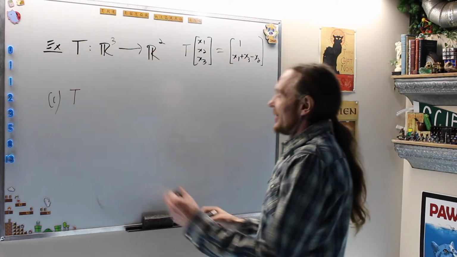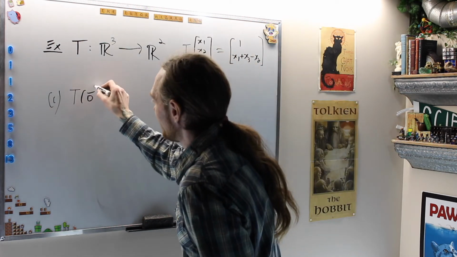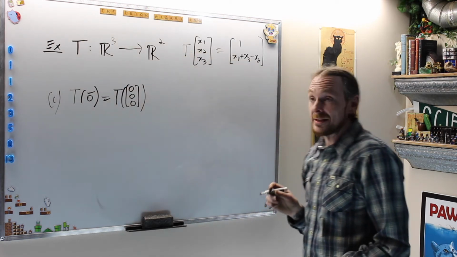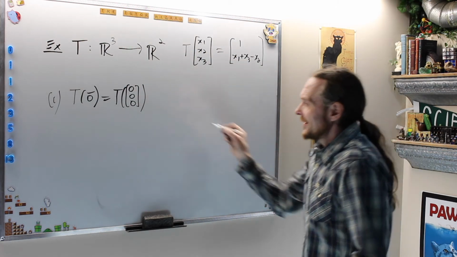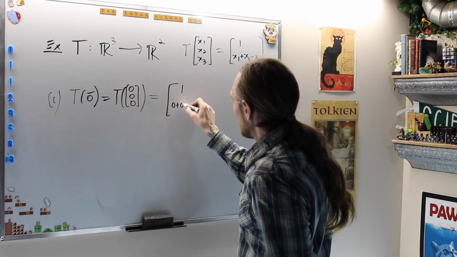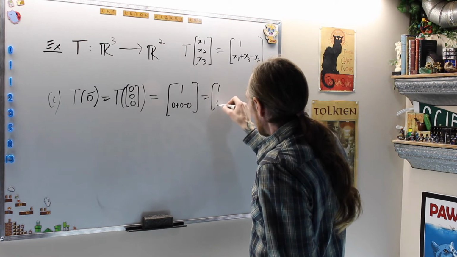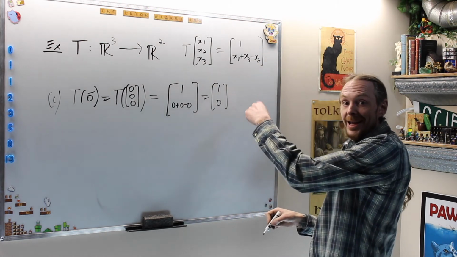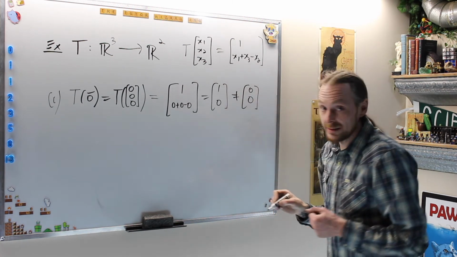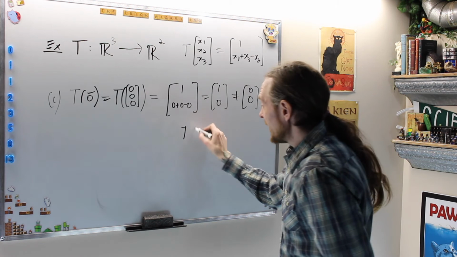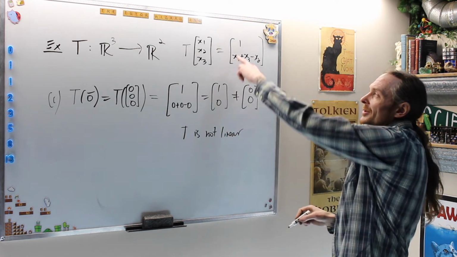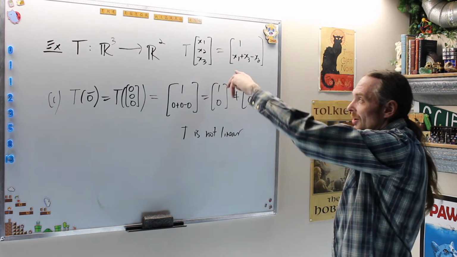Axiom 1 I always start with. T of 0 is T of (0, 0, 0), because that's the 0 in R3. And what does that say that that's going to go to? It's going to send it to (1, 0 plus 0 minus 0), which is the vector (1, 0), who is the vector i. But it doesn't equal 0. So 0 didn't map to 0. T is not linear. When you try to do scalars and adding, you should try this on your own. I'm not going to do it.